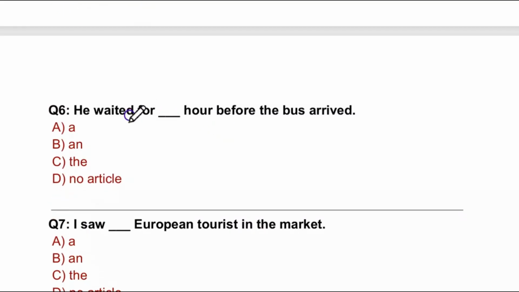Question 6. He waited for blank hour before the bus arrived. The key here is hour. The first letter is H, and H is silent. So what is the first letter sound? It's the O sound, and O is a vowel. So A is not the correct answer, the is not, no article is not. The correct answer is an. He waited for an hour before the bus arrived.